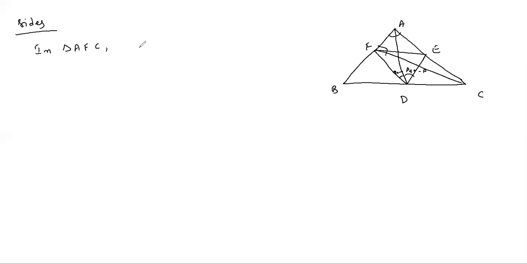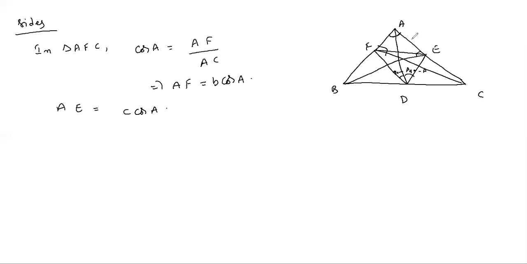So cos A equals adjacent side AF by AC. So from this AF equals b cos A. Similarly, if you find AE, you will also get c cos A. If you consider the next altitude BE and this angle A, you will get AE equals c cos A because this is the side c. So AF is b cos A, AE is c cos A. Now we have to find EF.